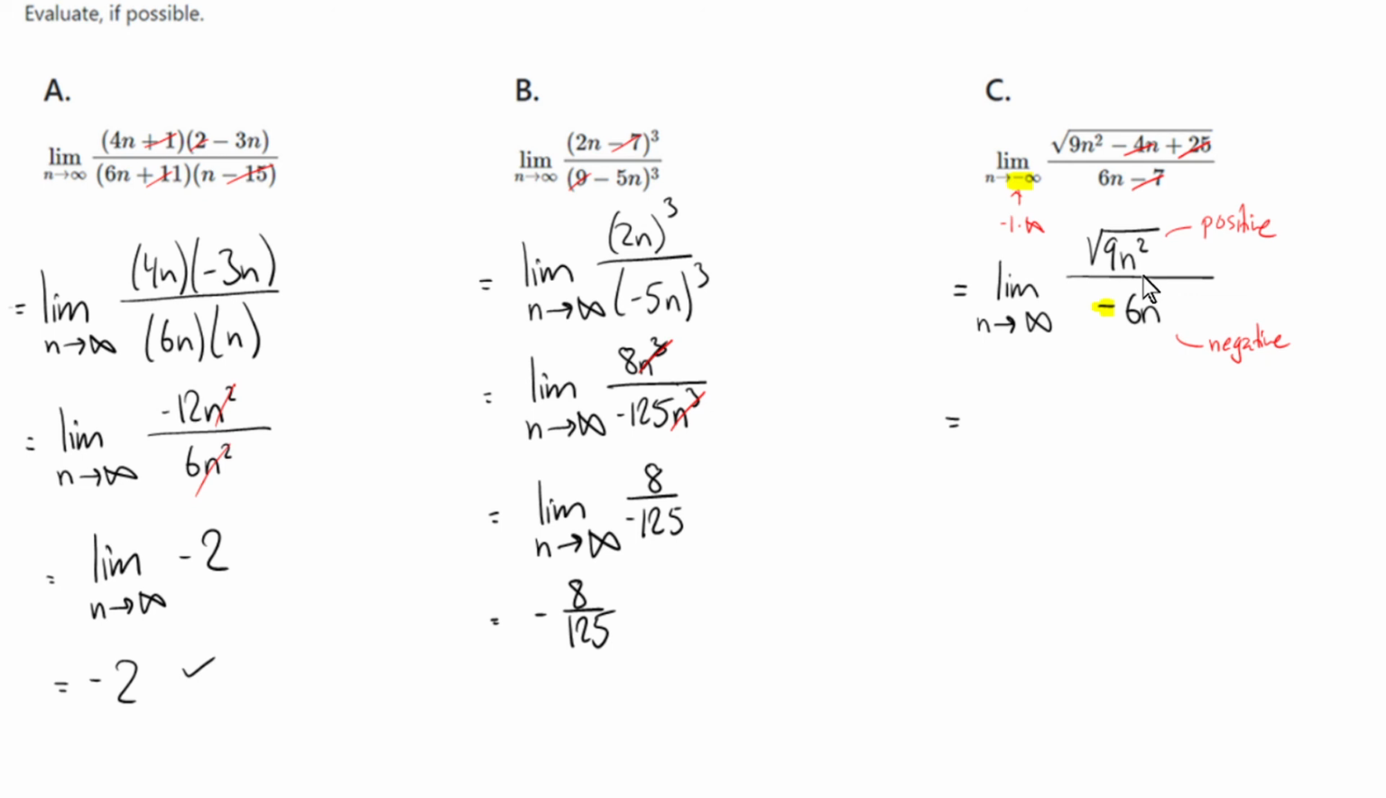So 9n squared is a perfect square, so we can take the square root of that. So we're going to get the limit as n tends to infinity. In the numerator, we have 3n. In the denominator, we have negative 6n. And the two n's will cancel against each other. And then we're left with the limit as n tends to positive infinity of 3 over negative 6. So it's going to be negative 1 over 2. The limit of a constant is the constant, so this limit is negative half.